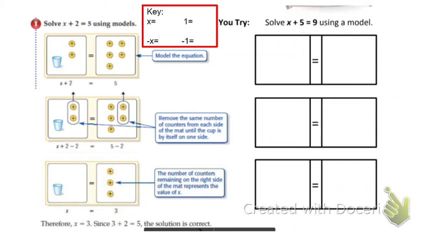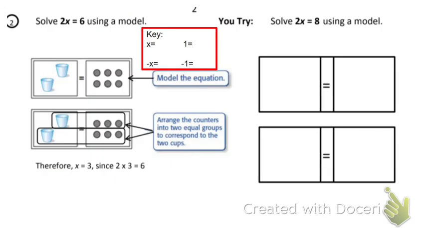Let's look at the next one. Same idea. This one, instead of using addition or subtraction, is using multiple x's. So I'm going to recreate my key. My x is an open box. My 1 is an open circle. My negative x is a closed box, and my negative 1 is a closed circle. Here's what I want you to see. We have 2 x's, so 2 cups, because it says 2x. And then there are 6 ones over here.